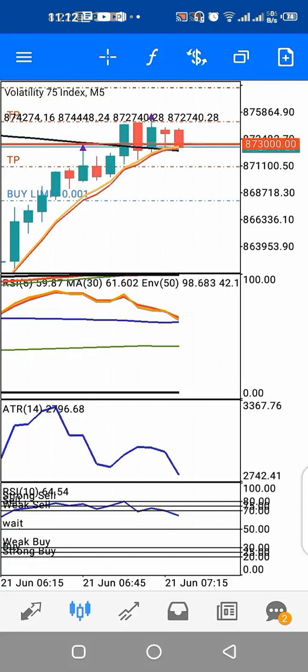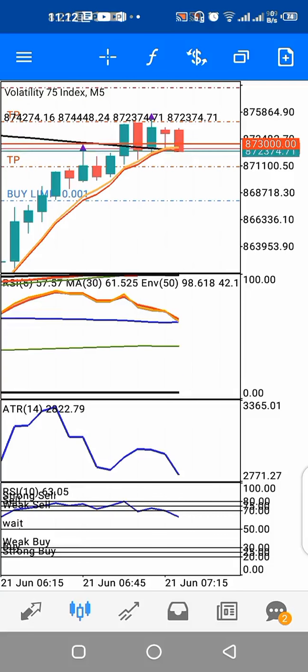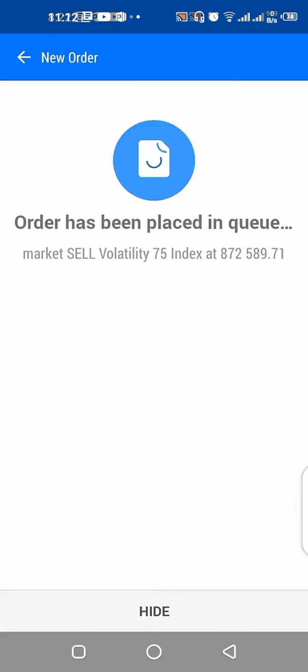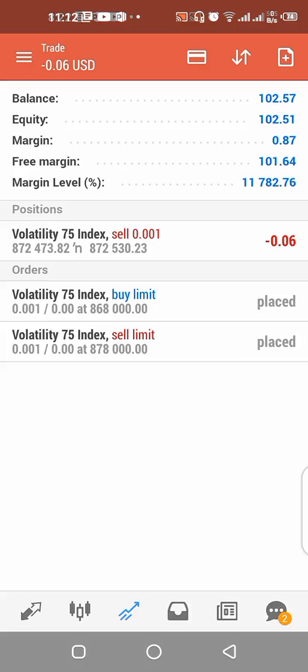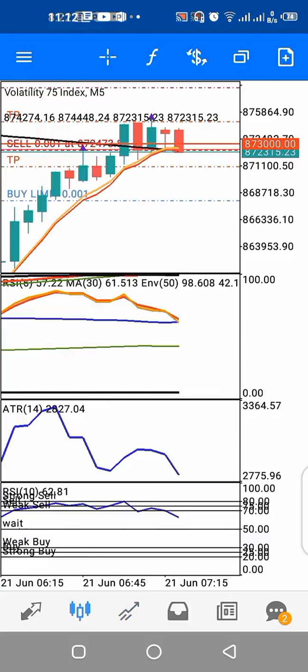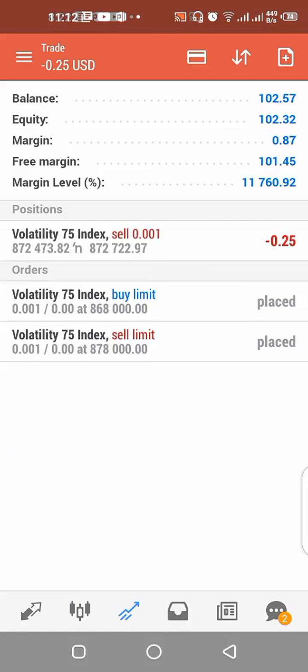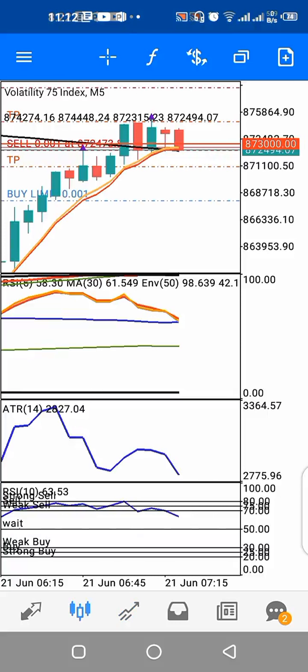Now price has dropped below the horizontal line and it's showing some bearish force. It has even dropped below the low of the pin bar. So I've just placed a sell order.